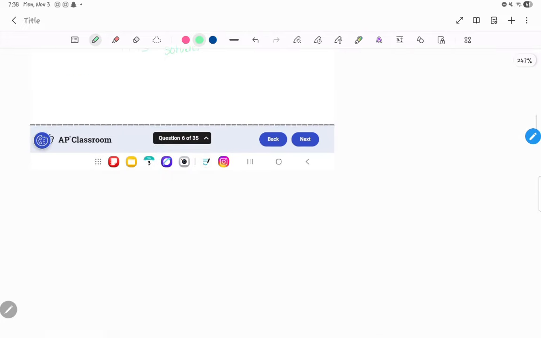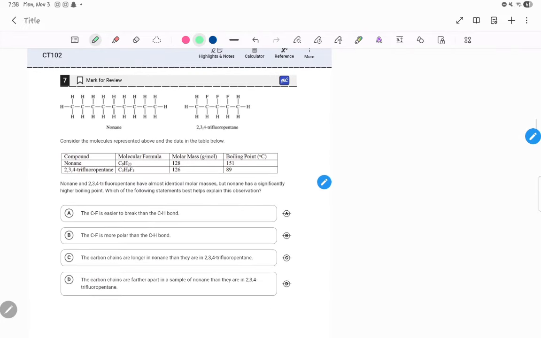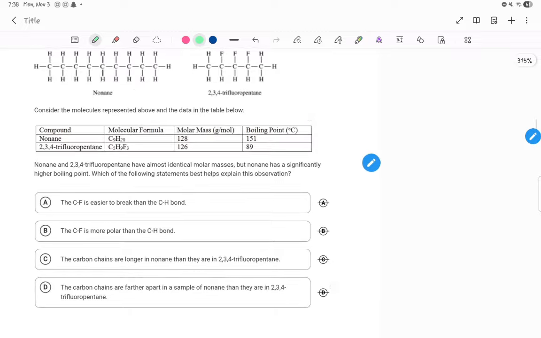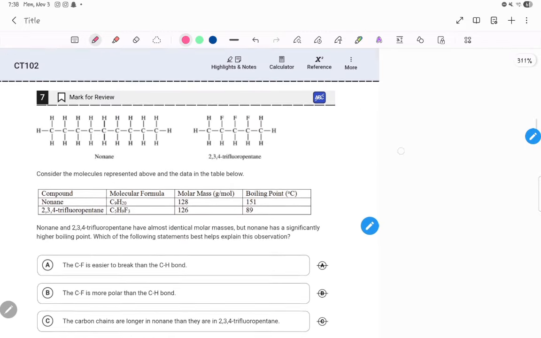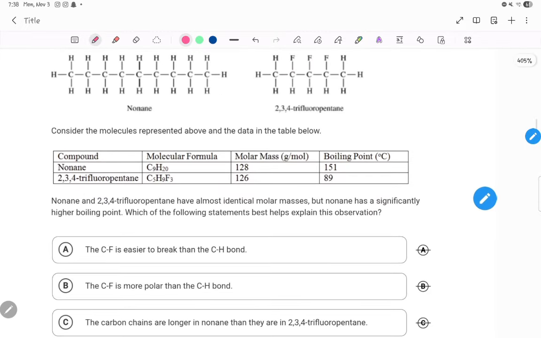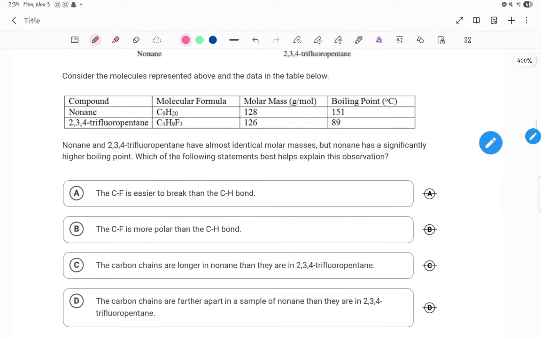Now we go to the nicer parts, which are in my opinion much better, which is these parts over here. So we start with this one over here. Consider the molecules represented above and the data on the table below. So what do they want us to do? They said nonane and 2,3,4-trifluoropentane have almost identical molar masses, but nonane has a significantly higher boiling point. Why does nonane have a significantly higher boiling point?